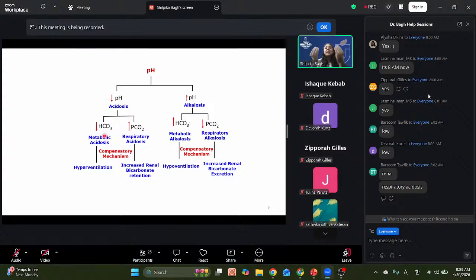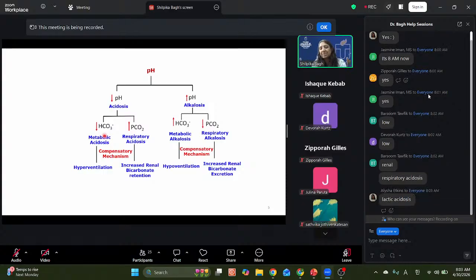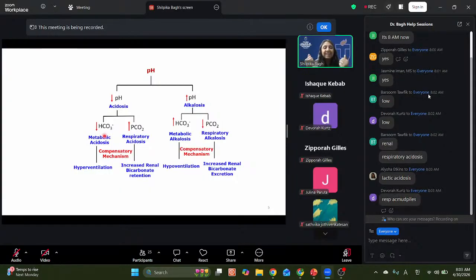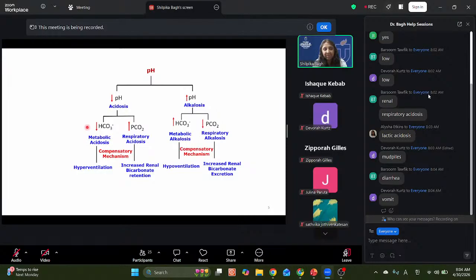Metabolic acidosis is either gain of acid or loss of base. Gain of acid, one example, lactic acidosis. First should come to your mind, diabetic ketoacidosis, because that's more common. Then, yes, MUDPILES, absolutely wonderful, but just one example, diabetic ketoacidosis. Loss of bicarb, can you give me an example? Is it diarrhea or vomiting? Metabolic acidosis due to loss of bicarb, is it vomiting or diarrhea?